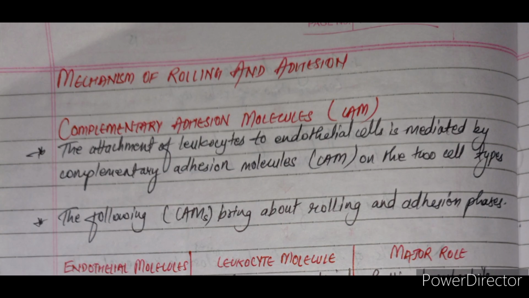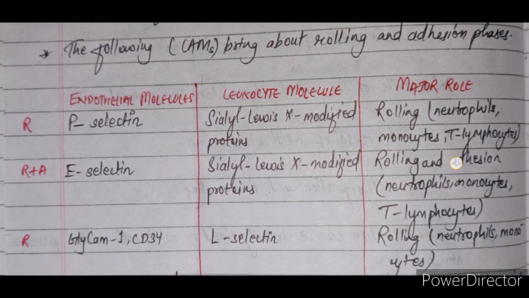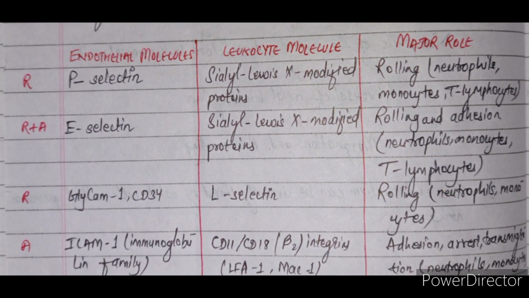So basically there are 5 pairs of molecules due to which the endothelial cells and WBC form bonds with each other. These molecules are known as CAM, that is complementary adhesion molecules. So the attachment of leukocytes to endothelial cells is mediated by complementary adhesion molecules, that is CAM, on the 2 cell types. The following CAM molecules bring about the rolling and adhesion phases. So here is the table of molecules and their role.